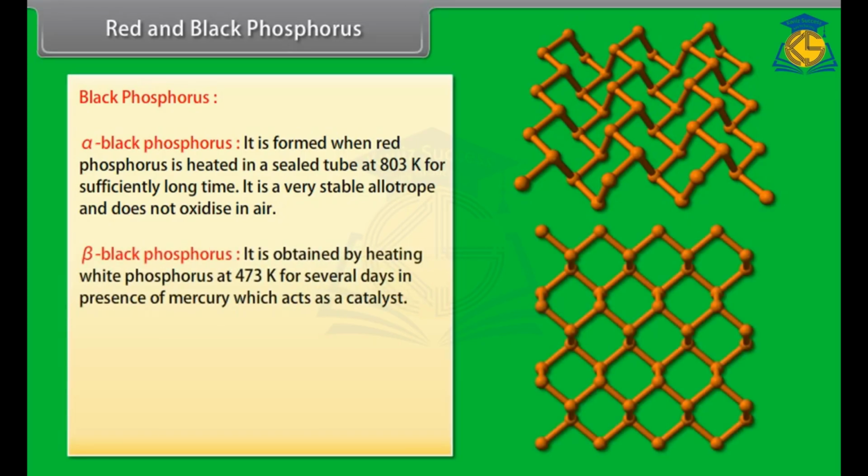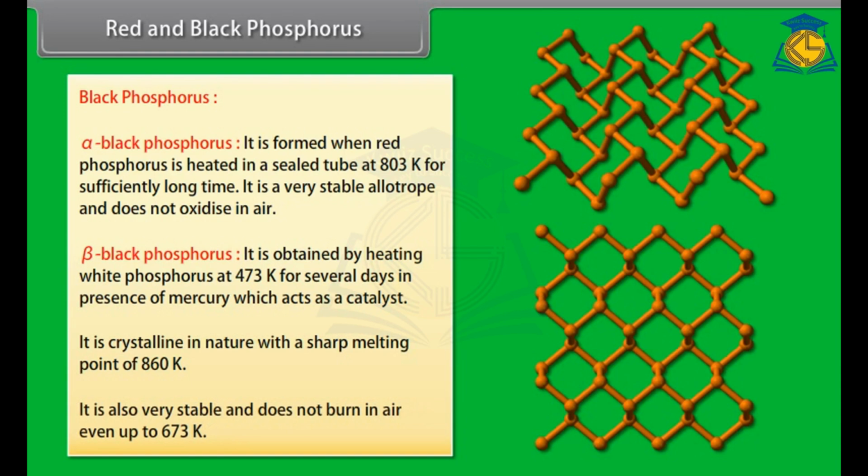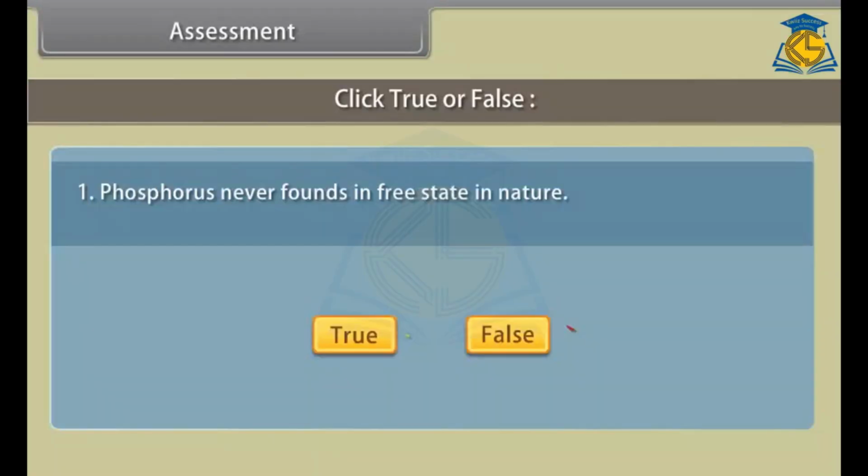Beta black phosphorus. It is obtained by heating white phosphorus at 473 Kelvin for several days in the presence of mercury, which acts as a catalyst. It is crystalline in nature with a sharp melting point of 860 Kelvin. It is also very stable and does not burn in air even up to 673 Kelvin.